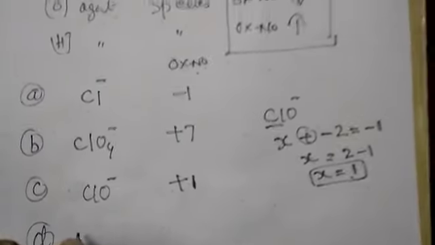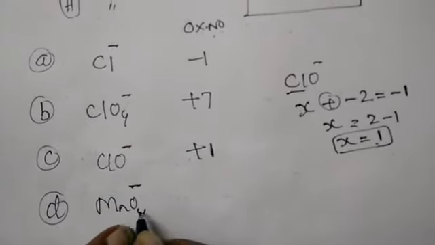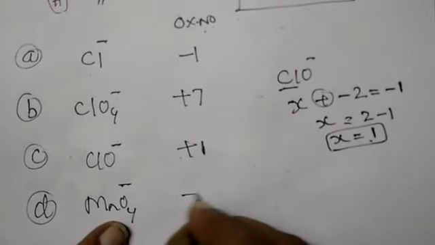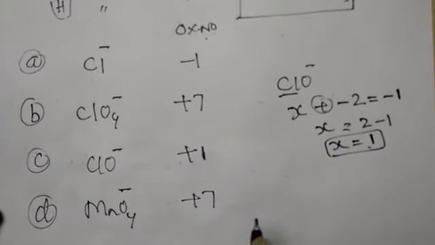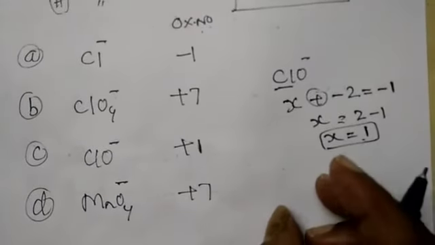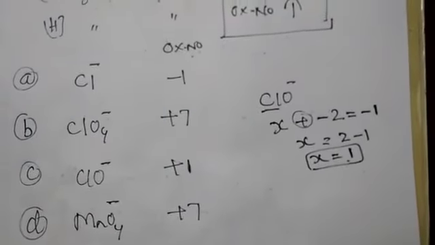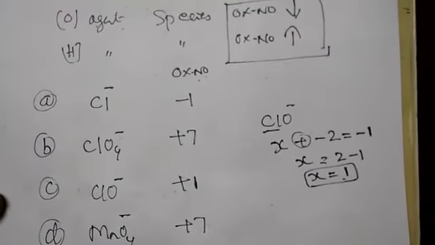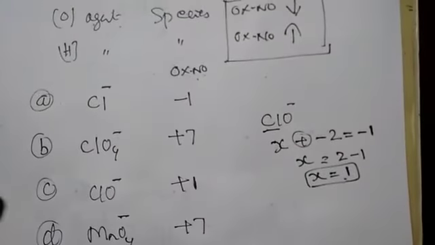Now coming to the last option, MnO4 minus. 4 into 2, 8. 8 minus 1, 7. It is +7. Now what is our work? We need the species having the probability of both, whether they are able to go up and come down. Like that it should be. Now you have to verify the oxidation number, two things only.